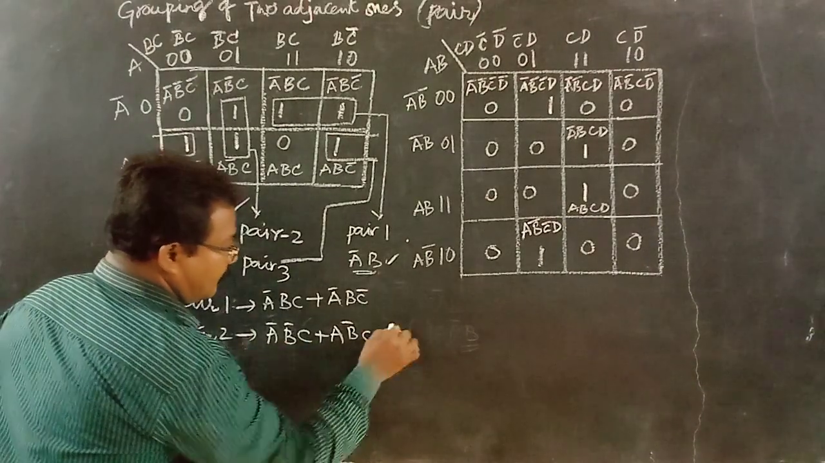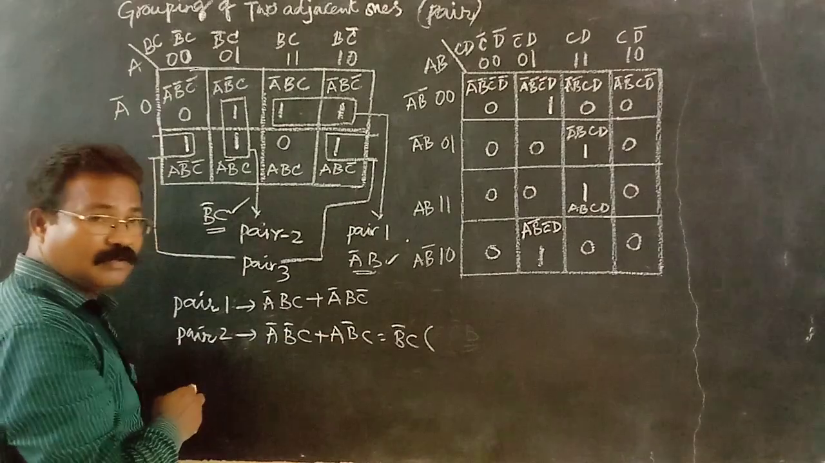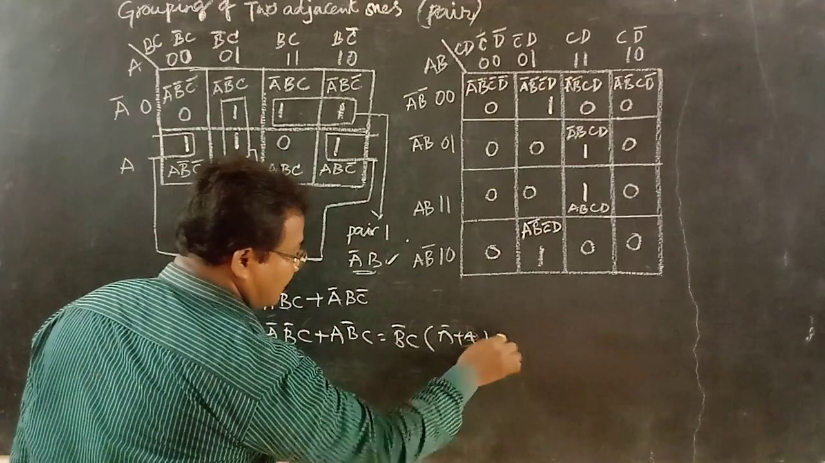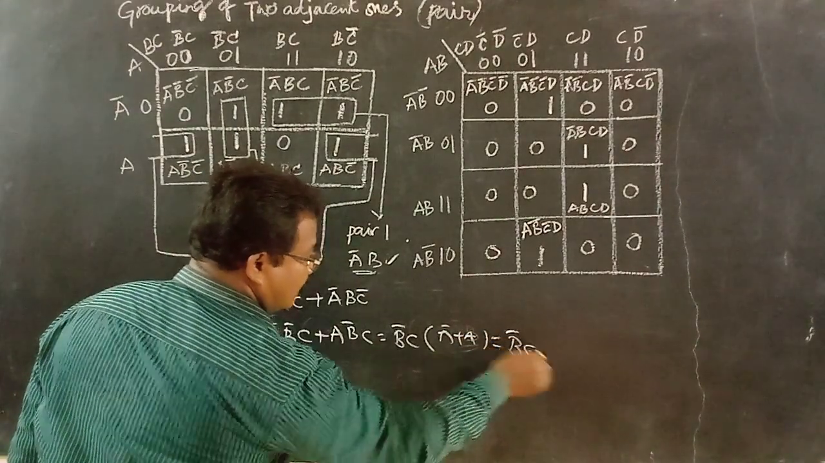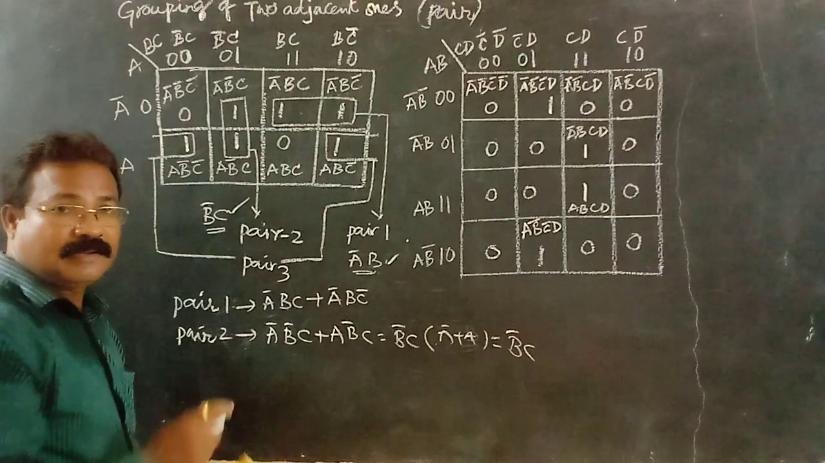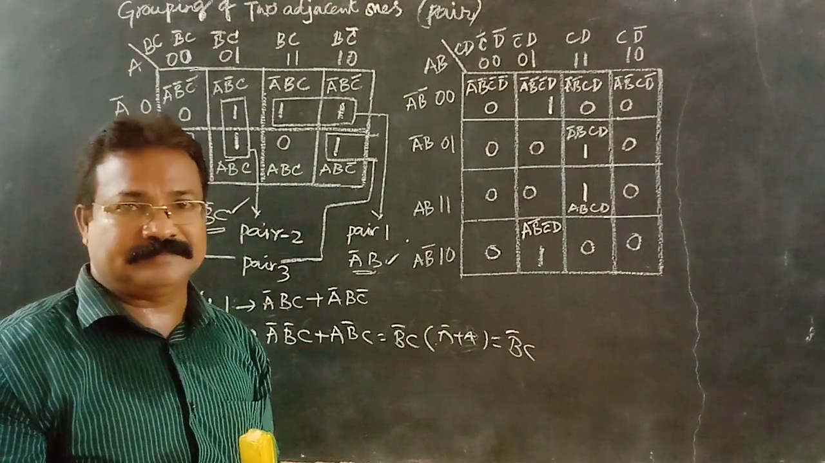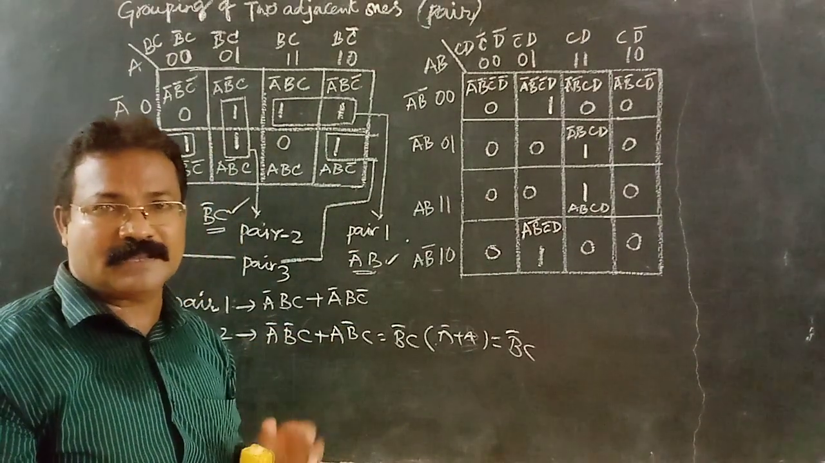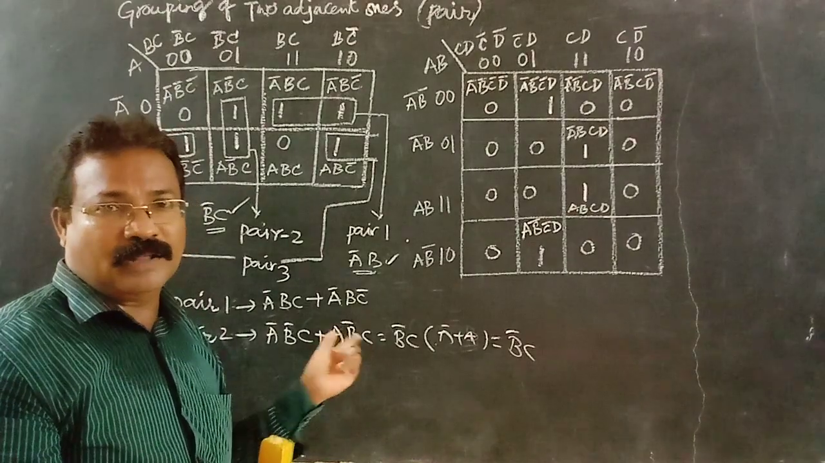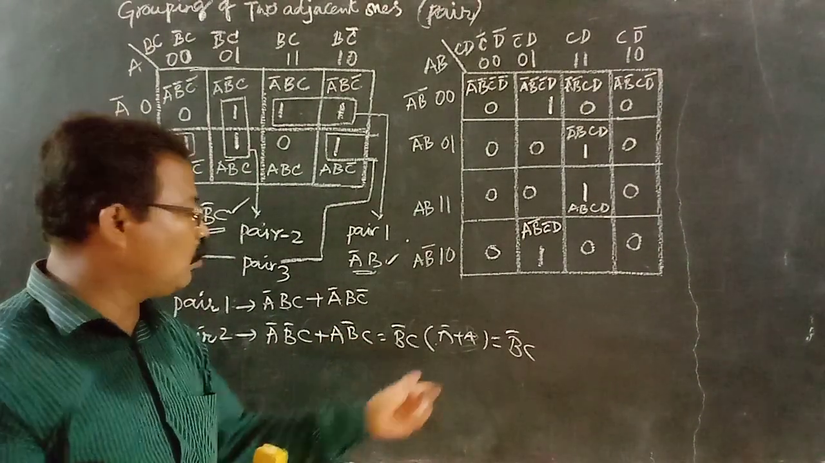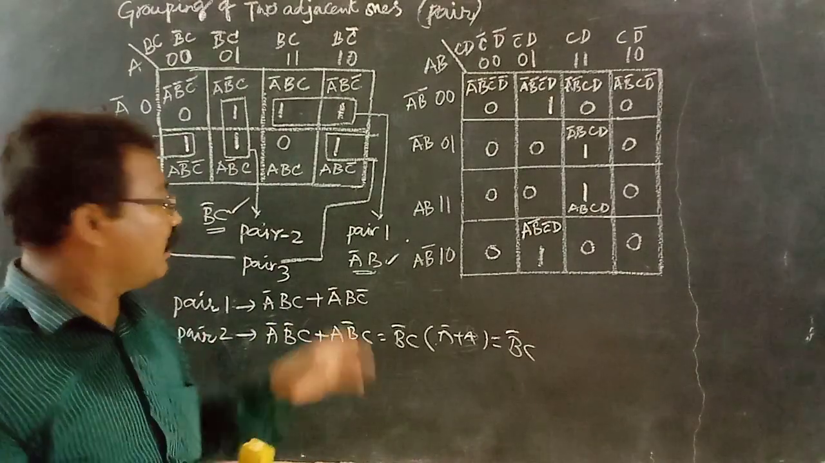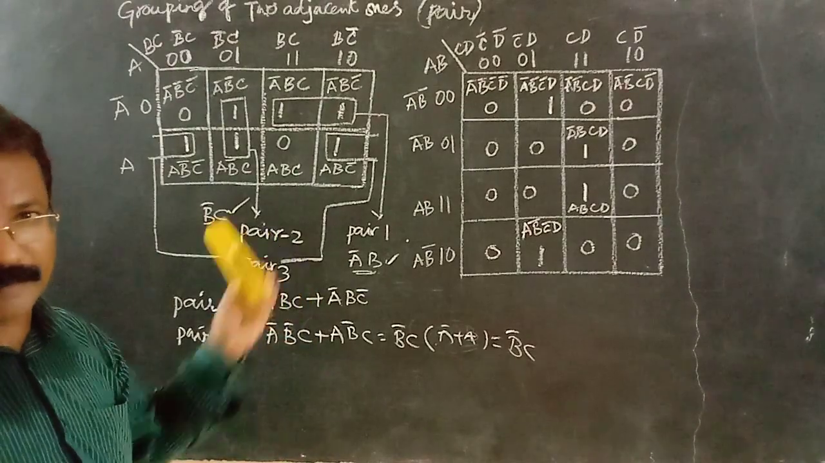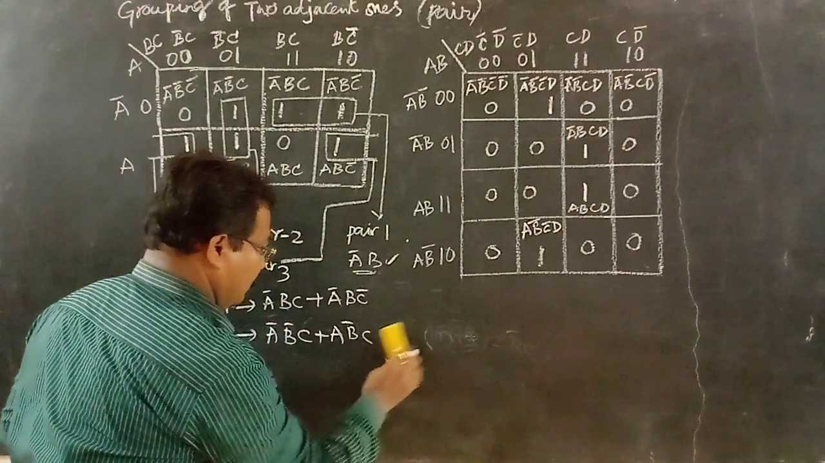While taking B bar C as common, A bar plus A is equal to B bar C, where A bar plus A is equal to 1 as per the Boolean laws. So without doing this method, in some cases we do not remember the Boolean laws. There is no need to remember the Boolean laws here. We can directly write the simplified expression by using the K-map.